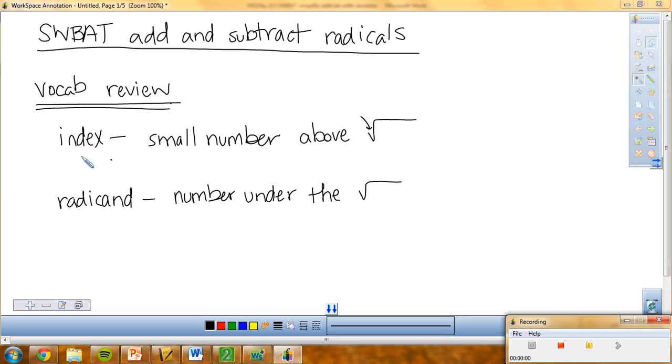The index, remember, is the small number above the square root. So if I have the third root of something, 3 is my index. And the radicand is the number underneath. So something like the square root of 8, I would say that 8 is my radicand. So that we can describe these two things when we're actually learning how to add and subtract.